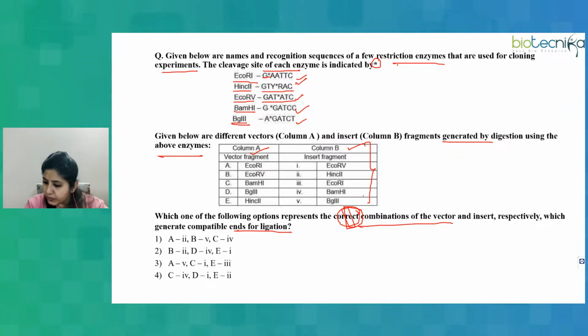EcoR5 with 1. So none of the options has A1 given, Satyam. Just check the options also. Nowhere is the A1 combination given. Either A2 or A5. You have to look at the options also. Rinku, you are saying option 1. Okay. A2, B5.